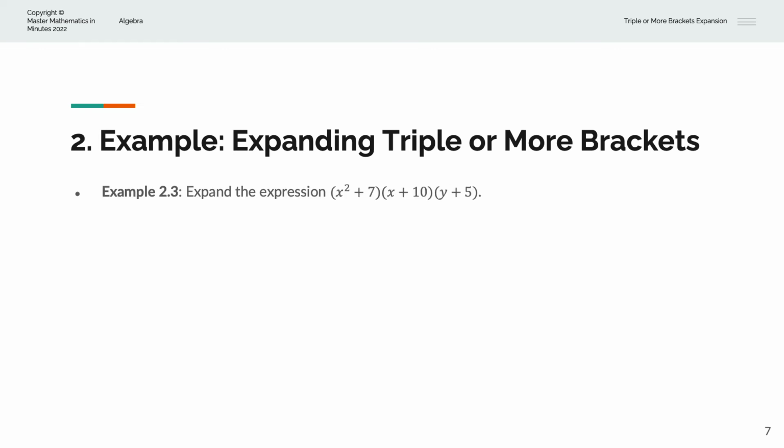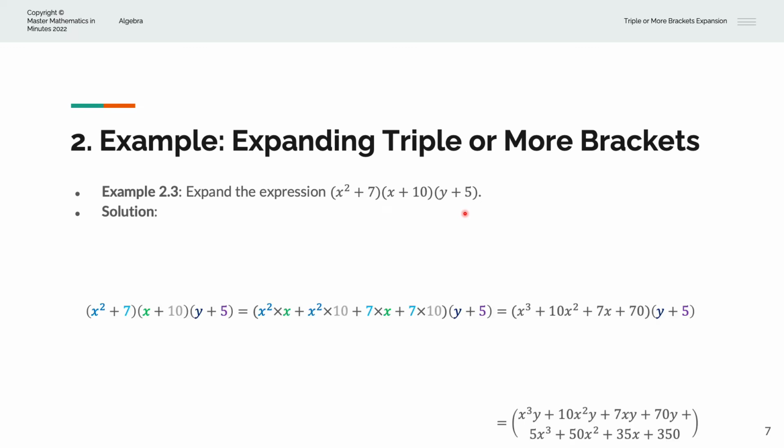In the third example, we're asked to expand the expression x squared plus 7 multiplied by x plus 10 multiplied by y plus 5. The first step is to expand the first 2 brackets, with x squared multiplied by x as the first term, x squared multiplied by 10 as the second term, 7 multiplied by x as the third term, and 7 multiplied by 10 as the fourth term. We'll carry y plus 5 across. So we've reduced 3 brackets down to 2 brackets, and we can continue to expand further.